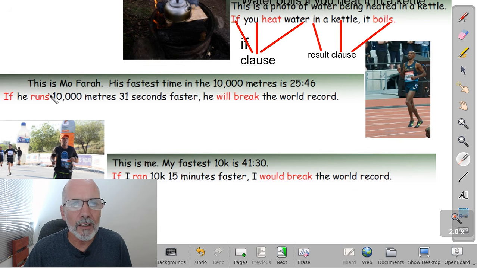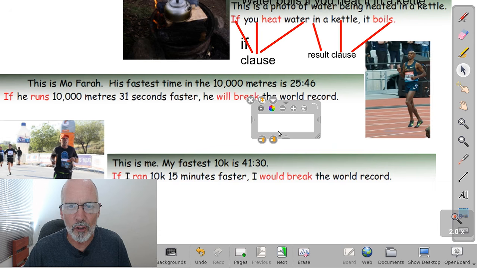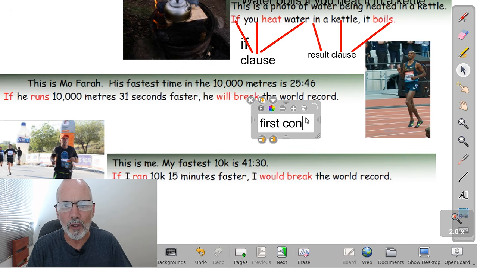So this is an example of what we call the first conditional. In a minute we'll look at the differences, but this one is called the first conditional.